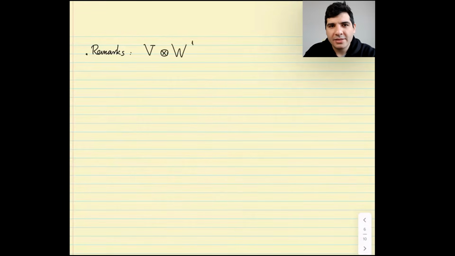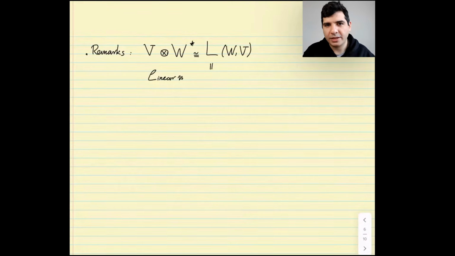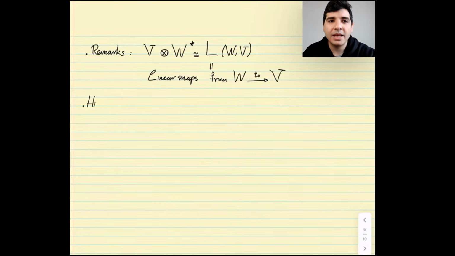Okay, a remark. So think about V and W. Now consider V tensor W star. This space can be identified in a kind of canonical way with the space of linear maps from W to V. We denote this space by L of W, V. So that's just a notation. L(W,V) denotes the space of linear maps from W to V. These two spaces can be identified. So let me give you a hint. Actually, this is more than a hint. This is essentially the answer, how to identify these two spaces.